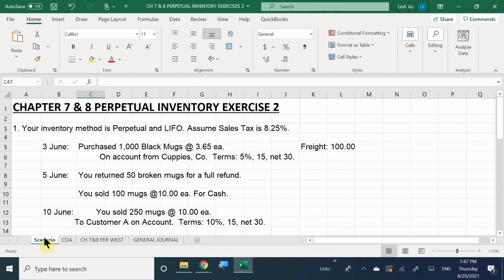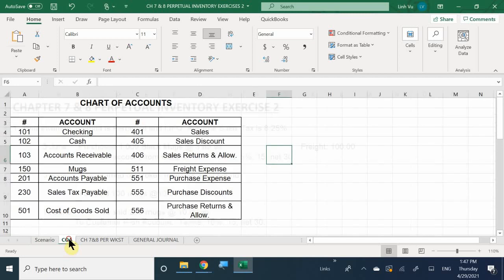Excellent. So how am I going to record this in my journal? Let's take a look at my chart of accounts. What accounts am I going to be using? Cash. Yes, we sold it for cash. Good. What else? Sales and sales tax payable. Good. Mugs, because you have to take it out of inventory, right? What else?